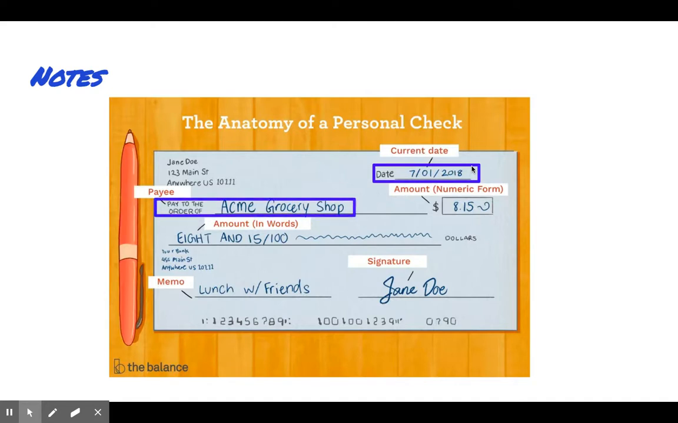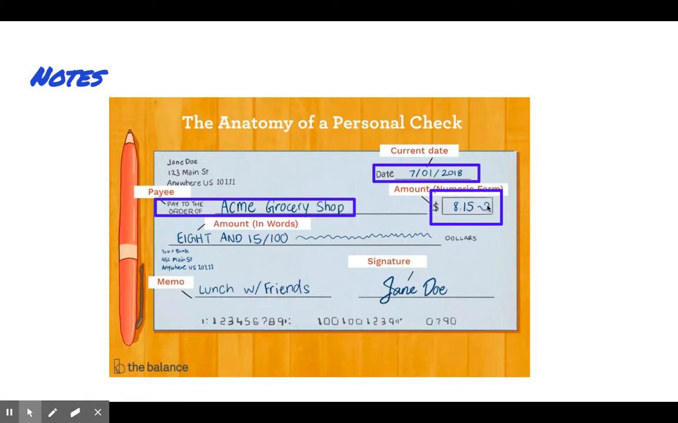You want to make sure you pay to the order of. So you want to make sure you're correctly writing who you're paying it to. In this case, they were paying it to a grocery store, so they put the grocery store's name in this box right here. Then you want to put the amount in numeric. So we knew it was $8.15.